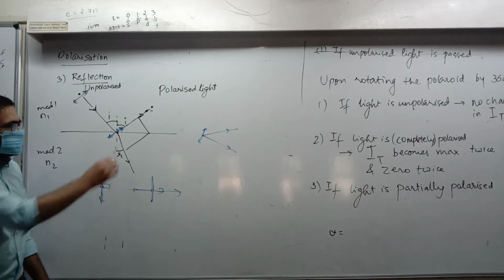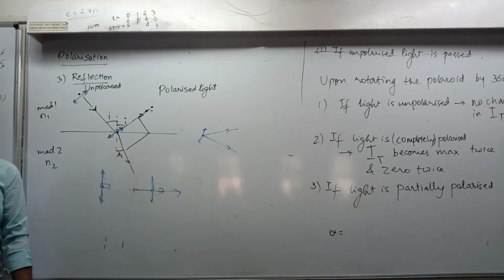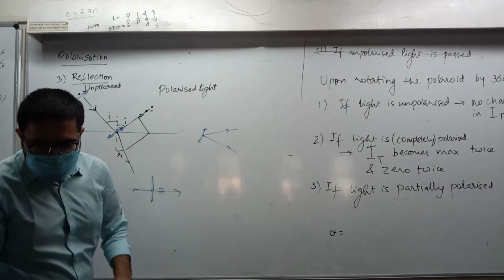When will this happen? Only when this angle is 90. Understood? As per your sentence, this will happen when this angle is 90. That sentence is called Brewster's law. Okay. Now let's derive the expression.